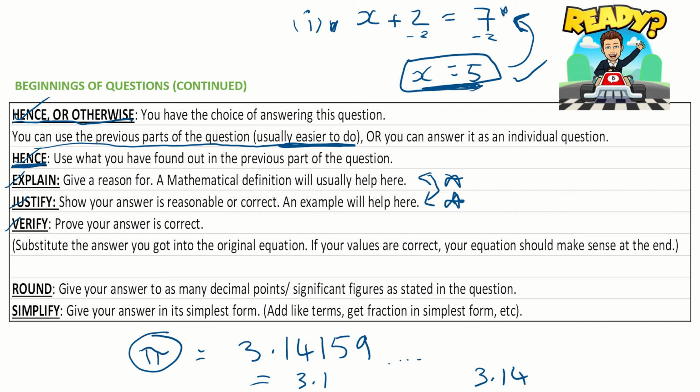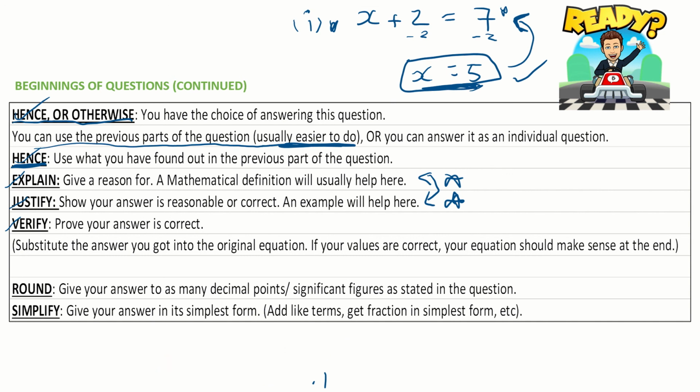So I suppose the point I'm trying to make here is, if they ask you to round it to a couple of decimal places or significant figures, do exactly what the question is asking you. If they ask you to simplify it, the same thing. Give your answer in its simplest form. Don't leave your answer as, let's say, 2/4, because you know you can simplify that to a half. I will be doing a small bit more on this in my next video, which is about the endings of questions, like your terms and conditions at the end.